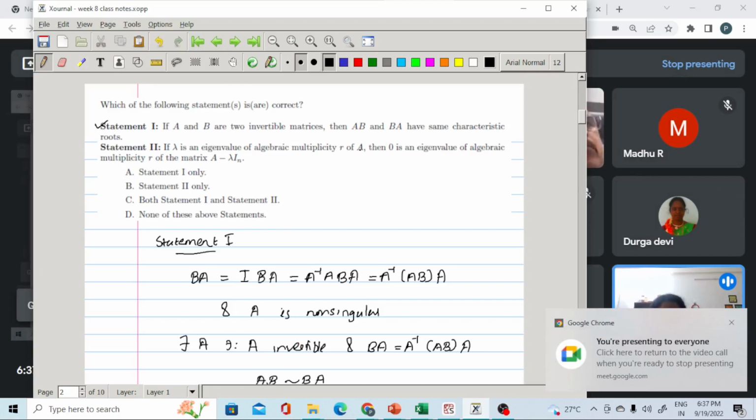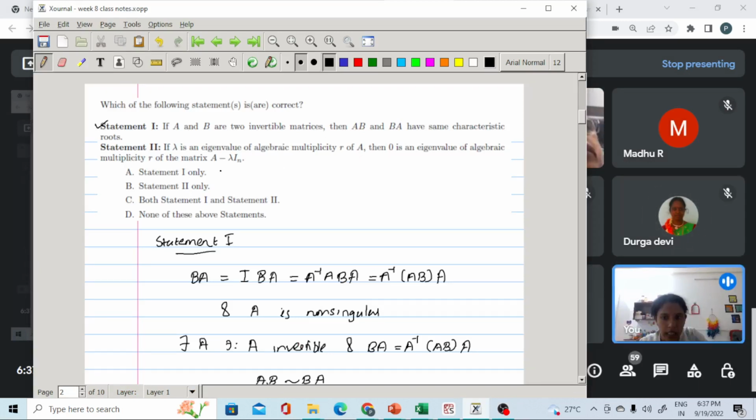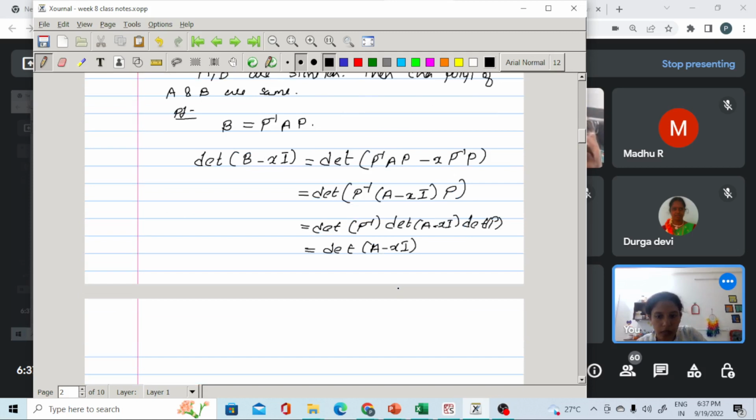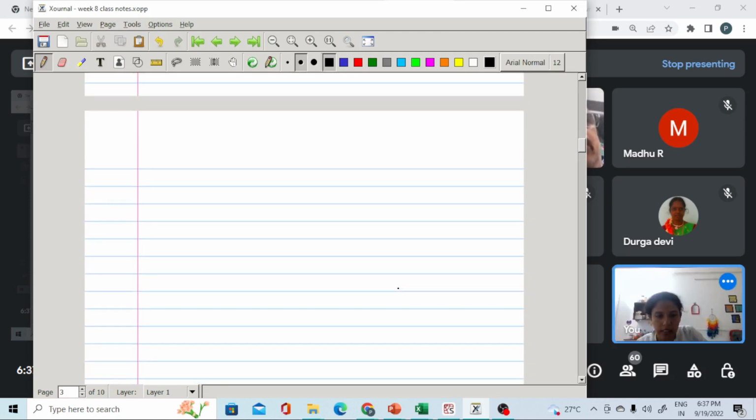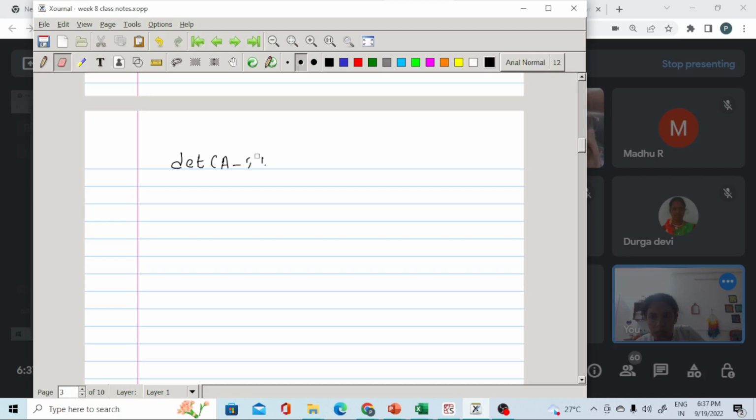The idea: if A has an eigenvalue lambda of multiplicity r, then A minus lambda I has 0 as an eigenvalue with algebraic multiplicity r. This is the question. Let us see. I am considering the determinant of A minus xI, the characteristic polynomial of A.